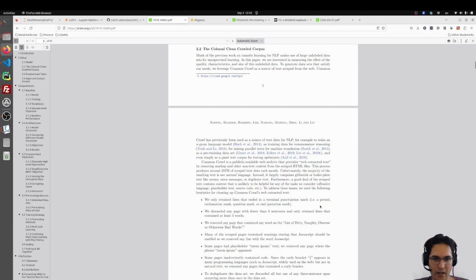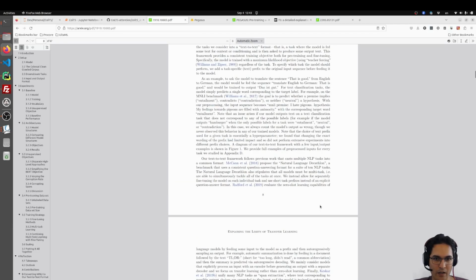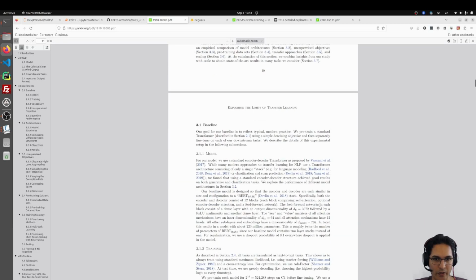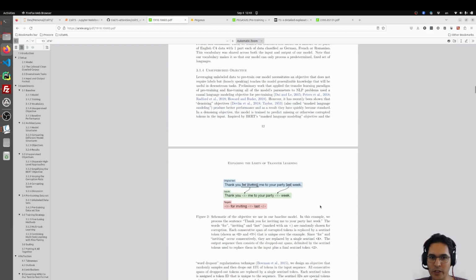But the main idea, let me go down here. We know that there are three kinds of models: decoder only, encoder only, and encoder-decoder. Encoder only is like BERT, where we have tokens from the future and past. GPT is decoder only, where we have an autoregressive way of predicting the next token. And we have encoder-decoder like T5.